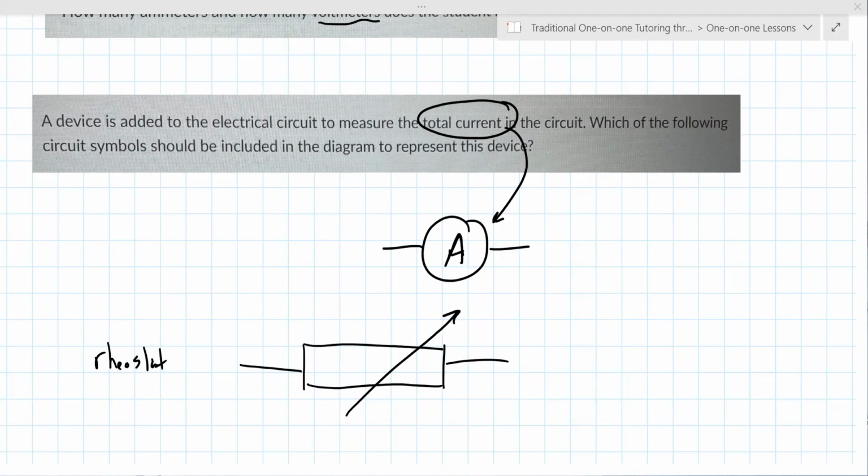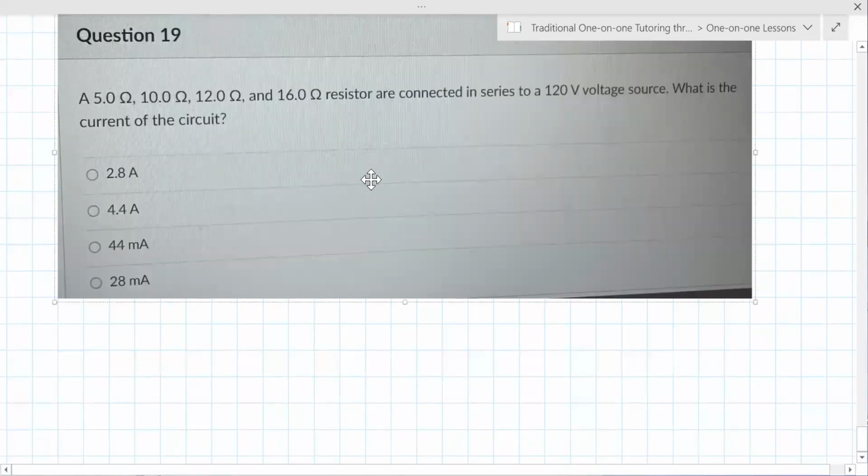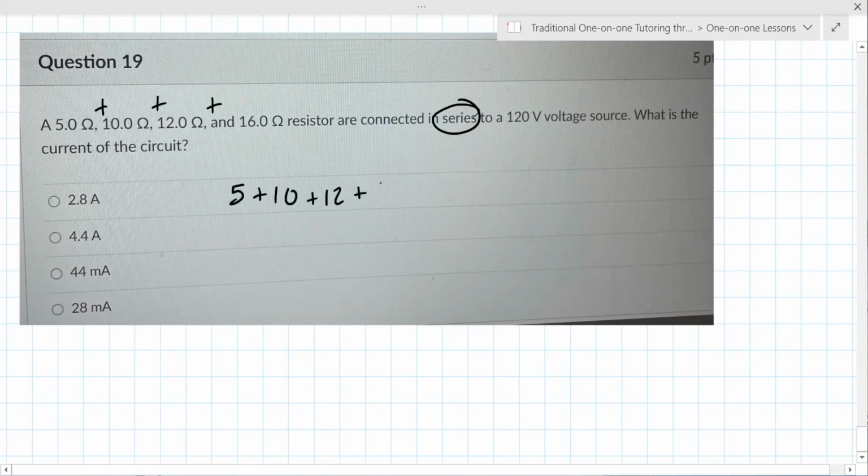Right, I'm gonna skip 18, just for time, to make sure I get 19 and 20 in, because I know that we can do these real quick. Okay, 5 ohm, and so on. So they're connected in series. When they're connected in series, you add the resistors. So it's 5 plus 10 plus 12 plus 16. I think we already did one like this. So what's that? 43 ohms.